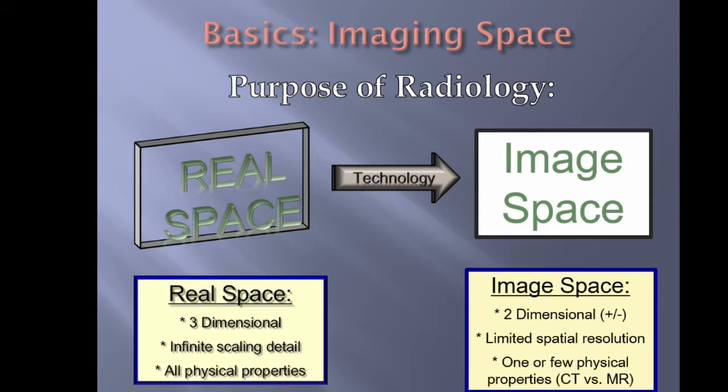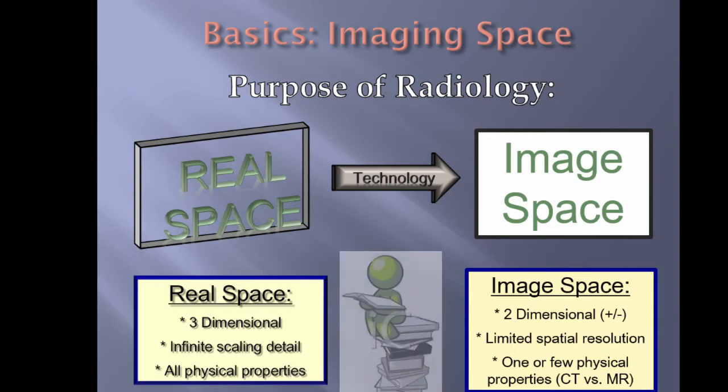And in real space, real things have all of their physical properties because they exist in the universe. Whereas in the imaging space, we're usually, through the application of technology, extracting information about the real space. So usually that's only one parameter, like density in CT, for example, or X-ray, or more accurately, linear attenuation coefficient. So then we're at the center of this, and what does the radiologist do?